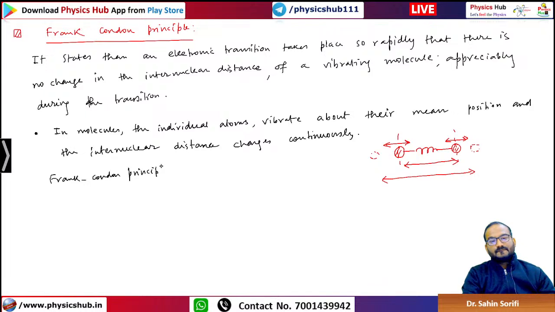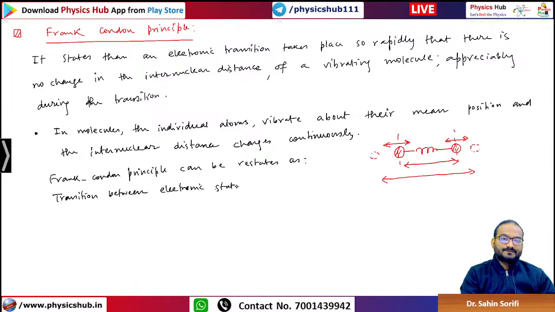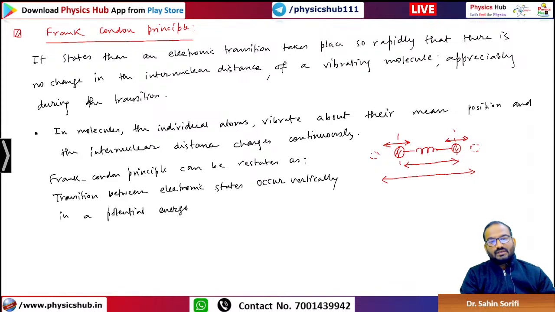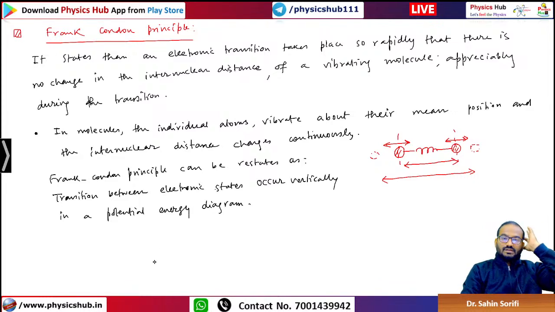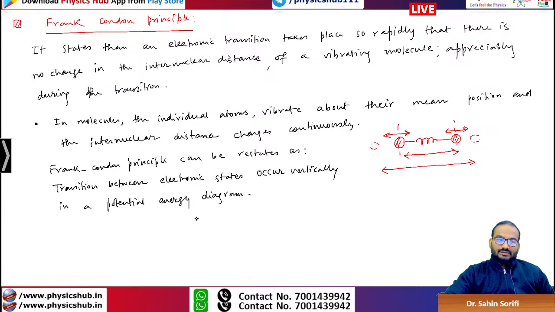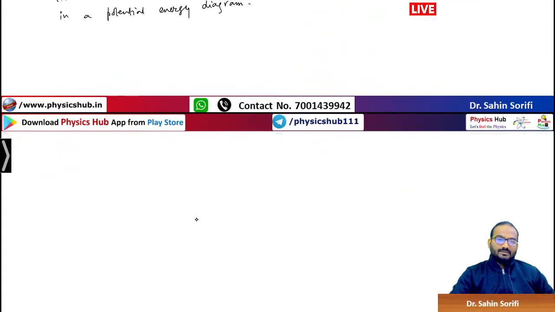Okay. So the Franck-Condon principle can be restated as, the same thing in some other wording, that transition between electronic states occur vertically in a potential energy diagram. This one is more important. Transition between electronic states occur vertically in a potential energy diagram. So let us consider a few examples.